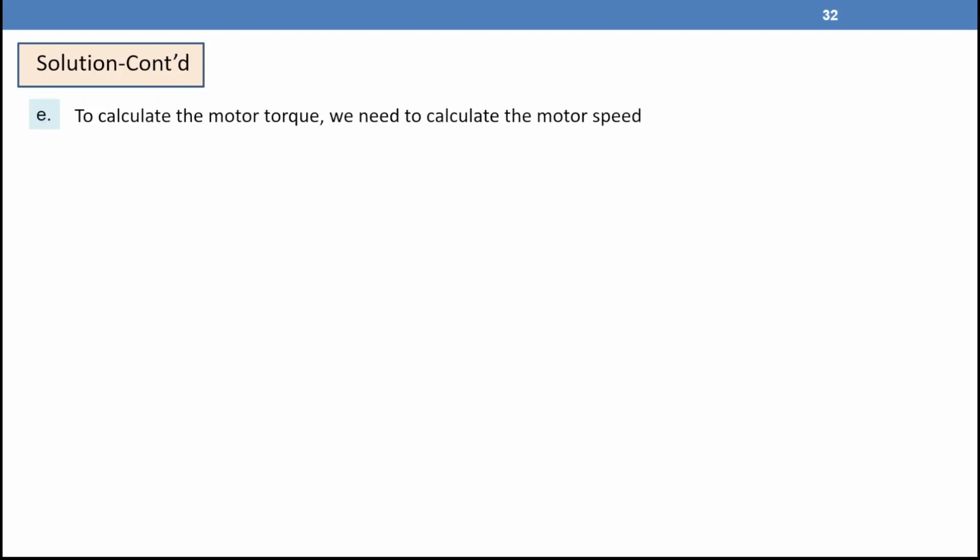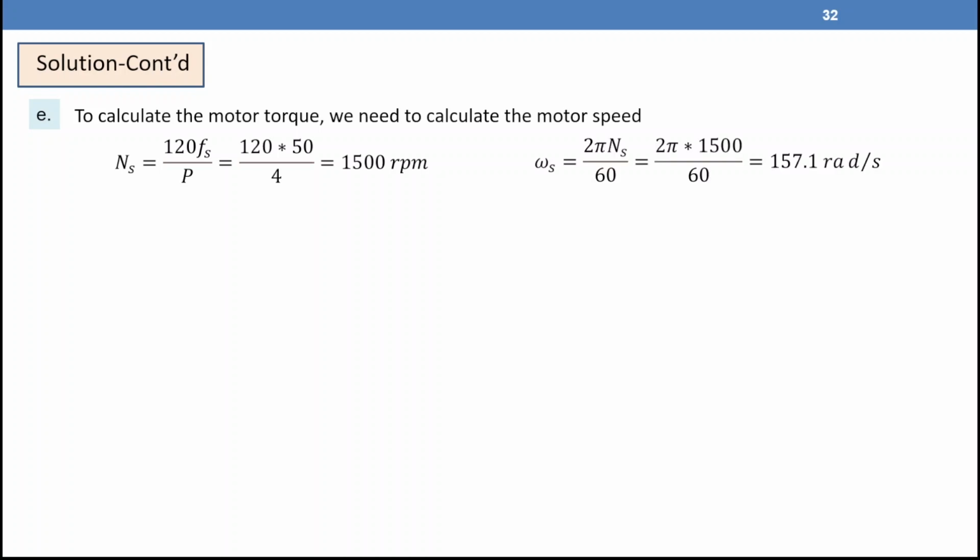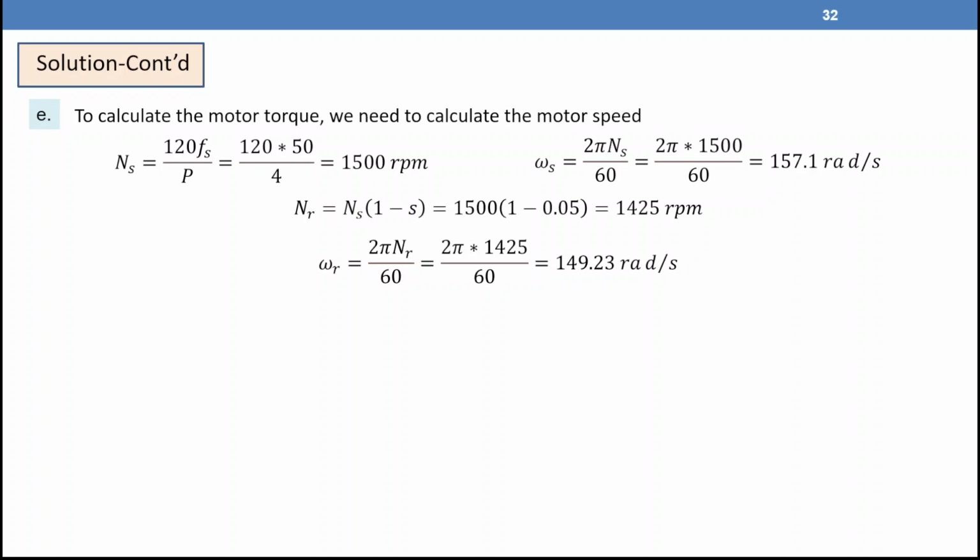So now we can calculate the motor torque. To calculate the motor torque, we need to calculate the motor speed, and we have enough information to do that. Ns equals 120 Fs over P, which is 1500 RPM. Also, we can calculate omega S, which equals 2 pi Ns over 60, 157.1 radian per second. For the rotor, Nr equals Ns times 1 minus S, so the rotor speed is 1425 RPM, and omega R equals 2 pi Nr over 60, 149.23 radian per second.